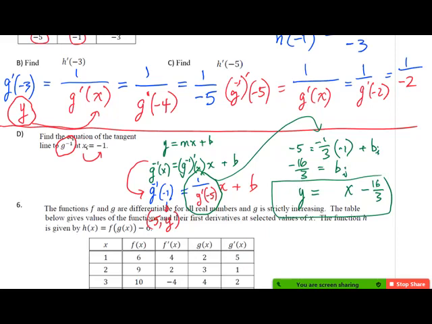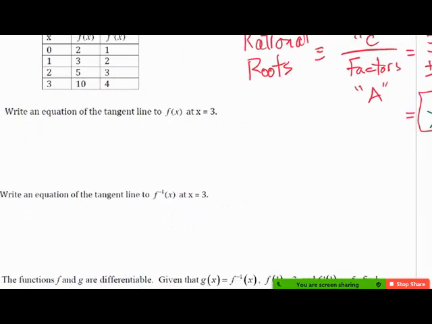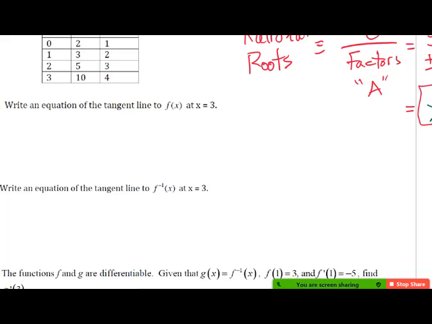Okay. Then can you work number 3 then? Sure. From the textbook. Okay. So the equation of the tangent line of the inverse function. Since this is making a specific reference to the inverse function, when they say x equals 3, they mean x from the perspective of the inverse function.